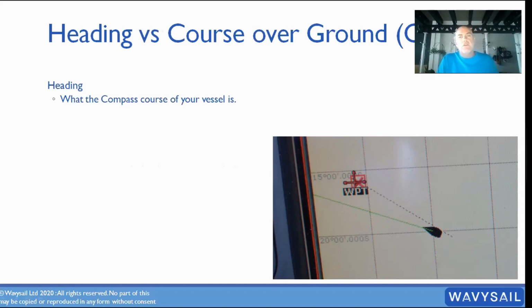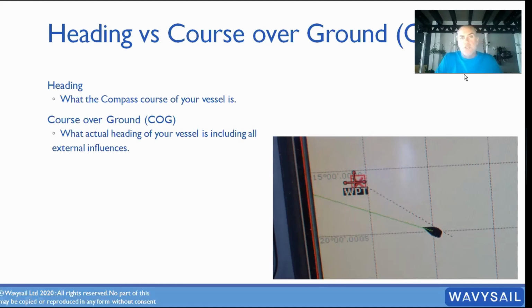Okay, now course versus heading. Course over ground, COG, versus heading. Heading is the compass course of your vessel, where the bow of your boat is pointing. It's not affected by anything other than your vessel. So the bow of your boat is pointing in that direction, that is your heading. Okay, so where the bow is pointing, as opposed to course over ground.